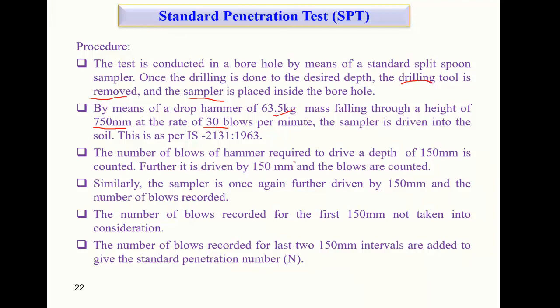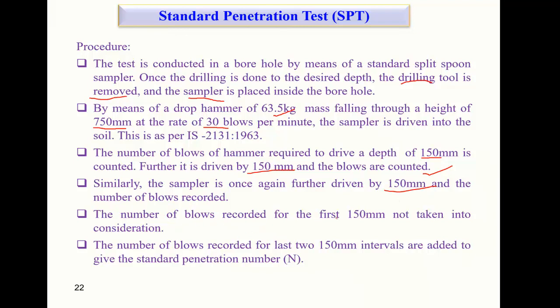And the number of blows of the hammer required to drive the depth of 150 mm, that is 6 inches, is counted. Further it is driven 150 mm and the blows are counted. So you can see the sampler is once again driven further by 150. So 3 times: once, then second and another 150, right? Then the number of blows is recorded.